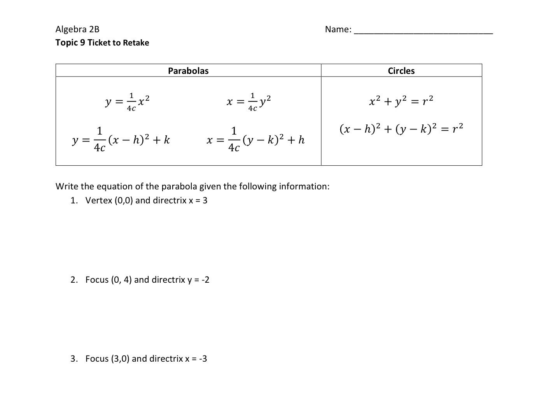All right, so first section here, we have to write the equation of the parabola given the following information. So we are provided with this information right here about parabolas.